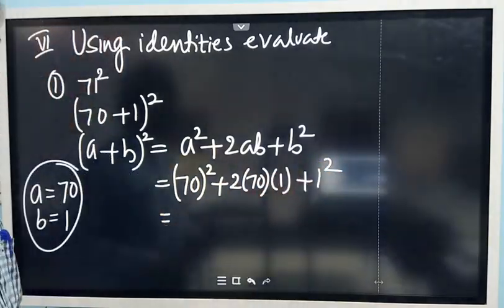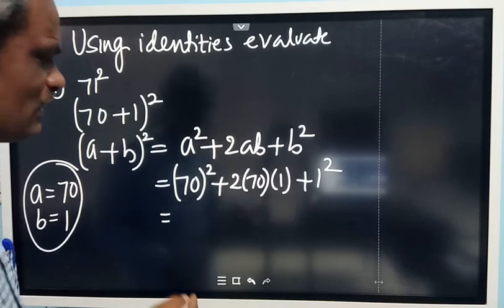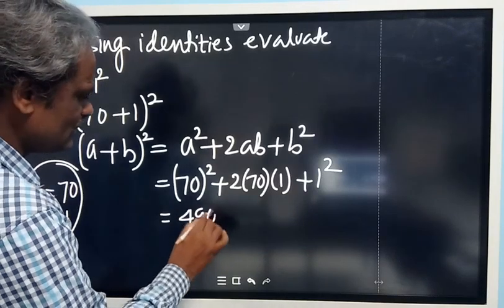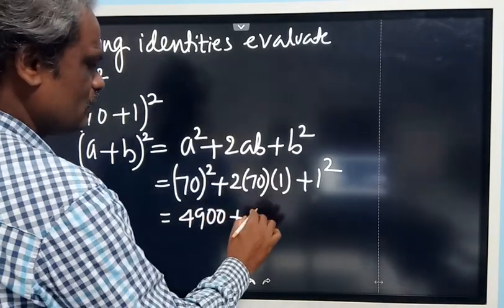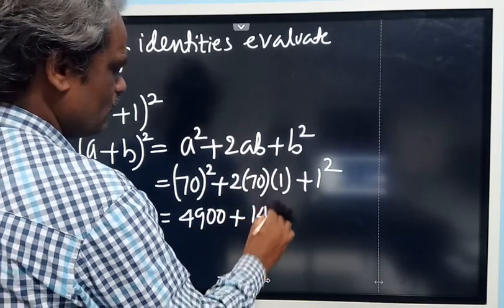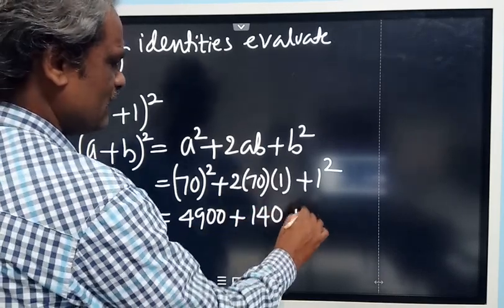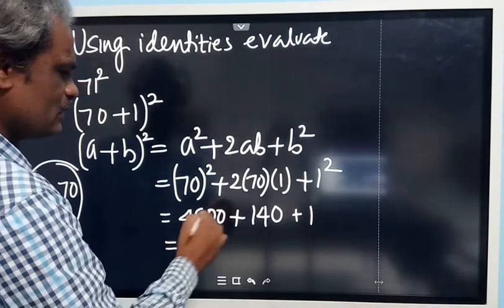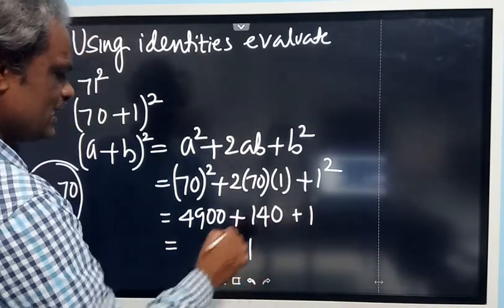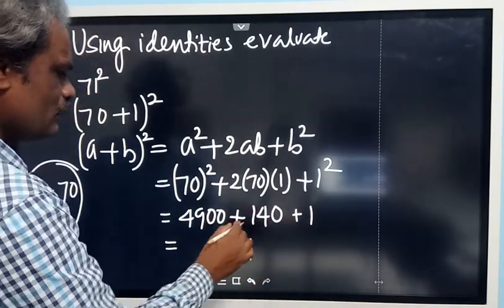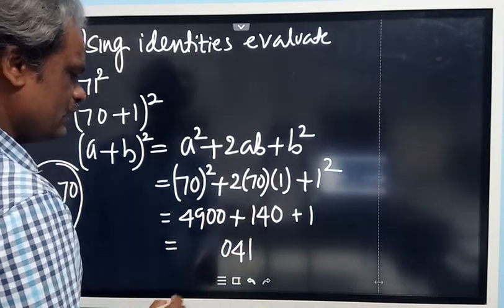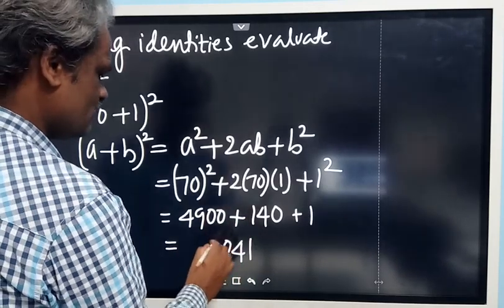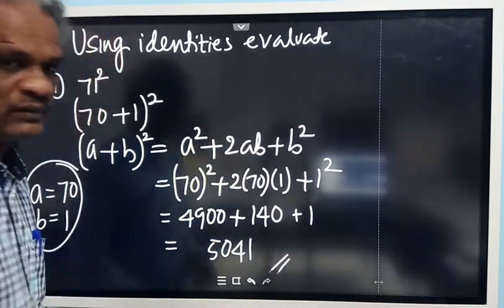70 is very easy to multiply. 7 sevens are 49, followed by 2 zeros. Then 7 twos are 14, followed by a zero, that is 140, plus 1. Now you have to add this. Units place digit is 1, tens place digit is 4, hundreds place digit is 1, thousands place is 5. 5041 is the solution.